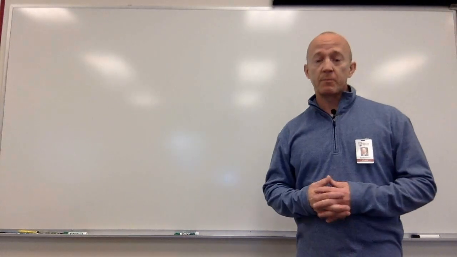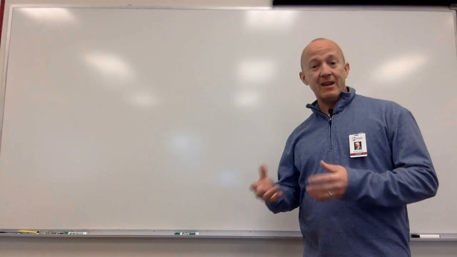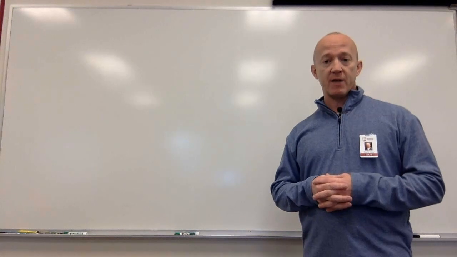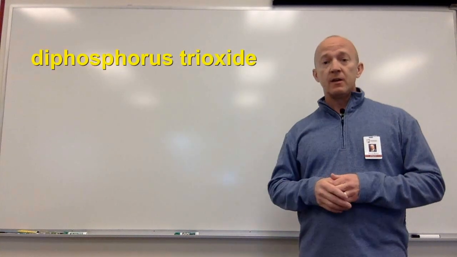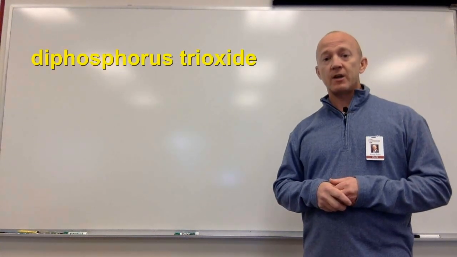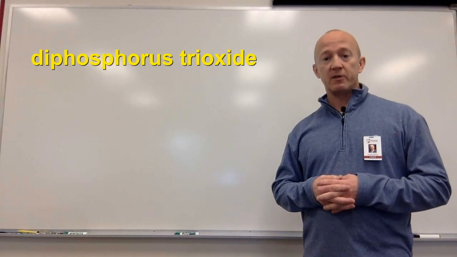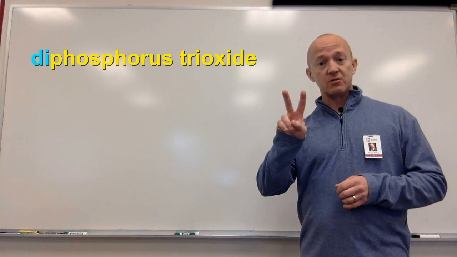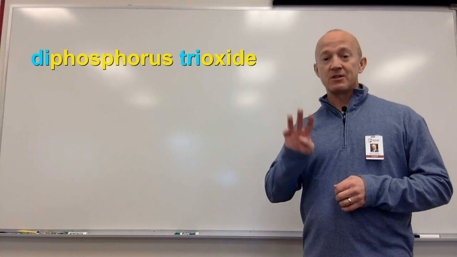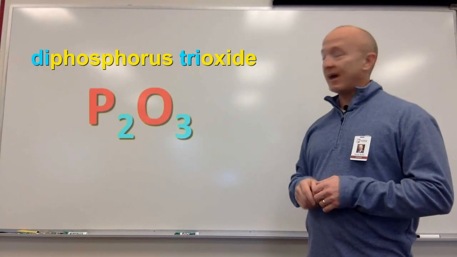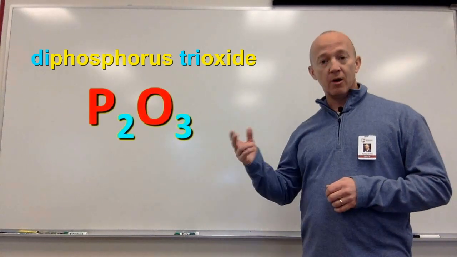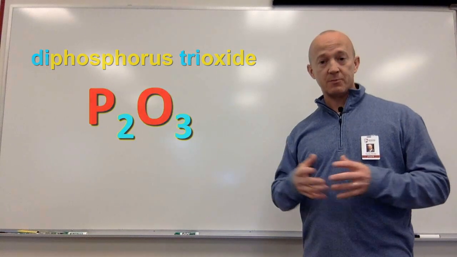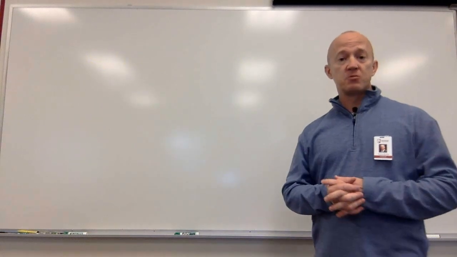Now, we can also work backwards, can't we? If we have a name, we can produce a formula from that. How about this? We have the name diphosphorus trioxide. How would we write that as a formula? Well, we know the prefix di means 2, and the prefix tri means 3. So therefore, we will have P2O3. It's that simple.